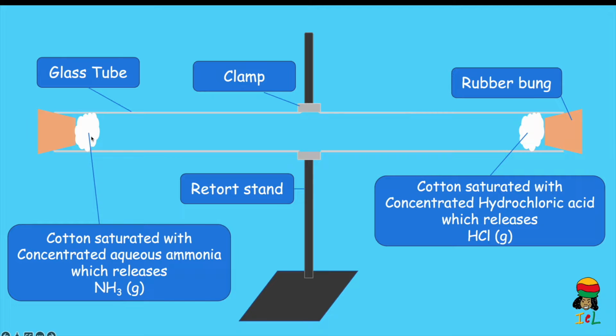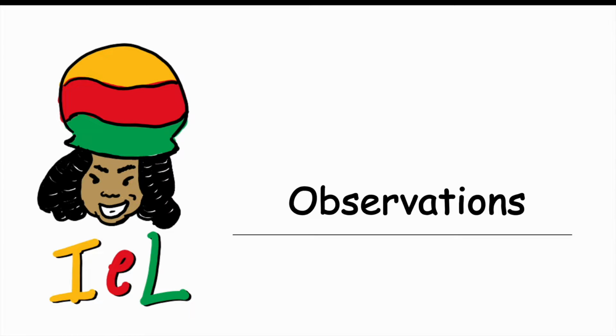Take note that the cotton swab saturated with concentrated ammonia releases ammonia gas, while the cotton saturated with hydrochloric acid releases hydrogen chloride gas. Next, we will record our observations.